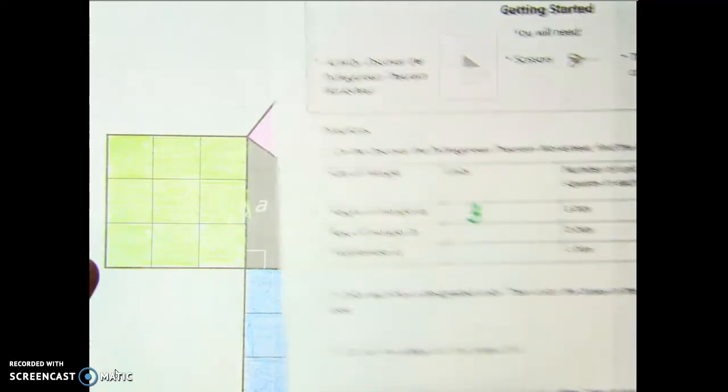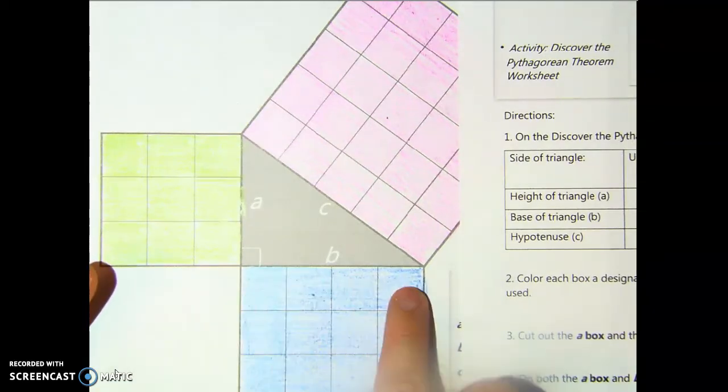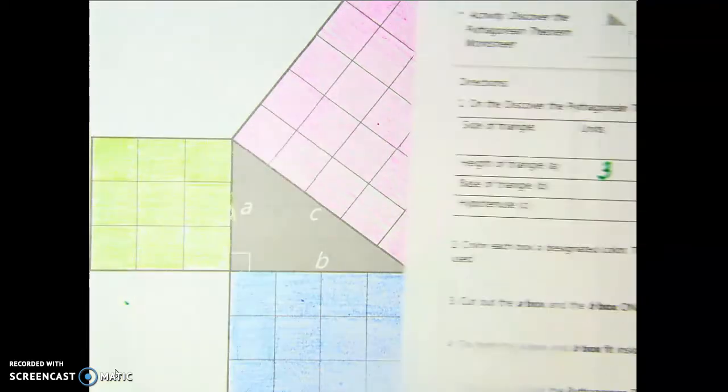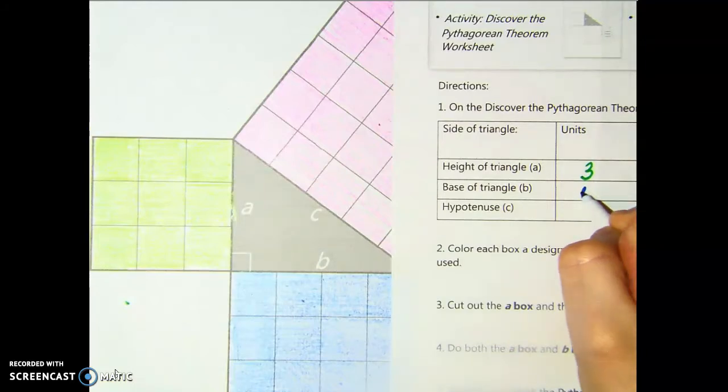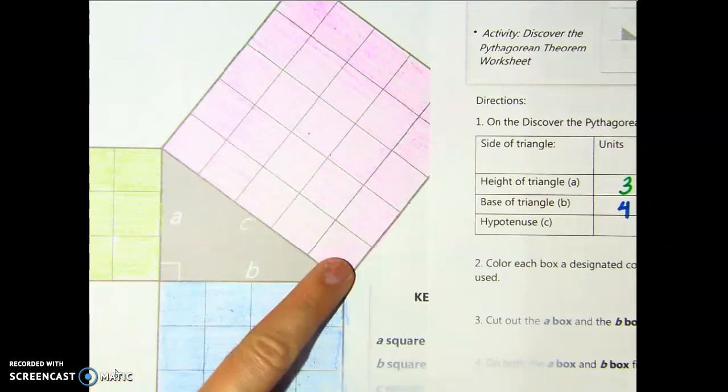Okay, the base of triangle B is 1, 2, 3, 4. So that's going to go in my table. And then the hypotenuse, 1, 2, 3, 4, 5.